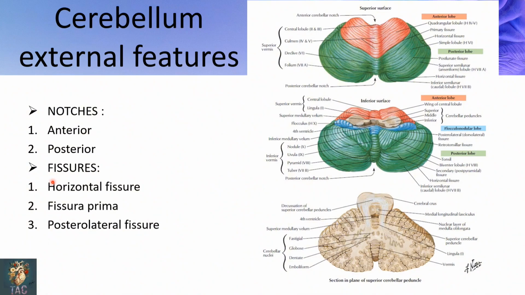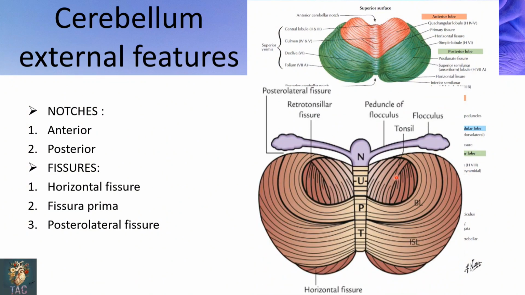Then the three main well defined fissures. The horizontal fissure divides the surface into superior and inferior surfaces. Then the fissura prima, or the primary fissure, which is present over here, is again a very well defined fissure which separates the cerebellum into anterior and posterior lobes. Then the third fissure, the posterolateral fissure, separates the flocculonodular lobe from the rest of the cerebellum.